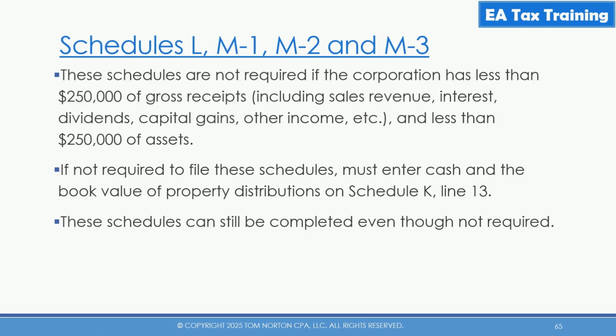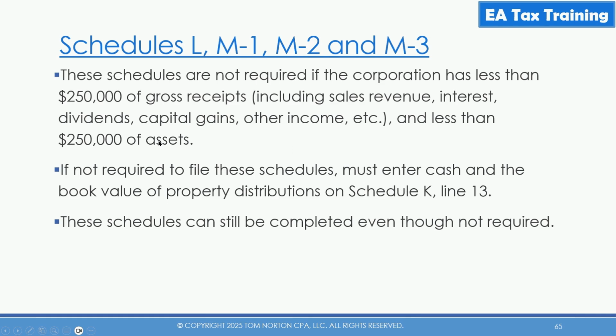Similar to the partnership, there are some corporations that do not have to file Schedules L, M1, M2, and M3. If the corporation has less than $250,000 of gross receipts and less than $250,000 of assets, they do not have to file those schedules. Those requirements are a little bit different than the partnership, so you'll want to be able to distinguish between those. If they are not required to file these schedules, they must enter cash and the book value of property distributions on Schedule K, line 13. We will look at that.